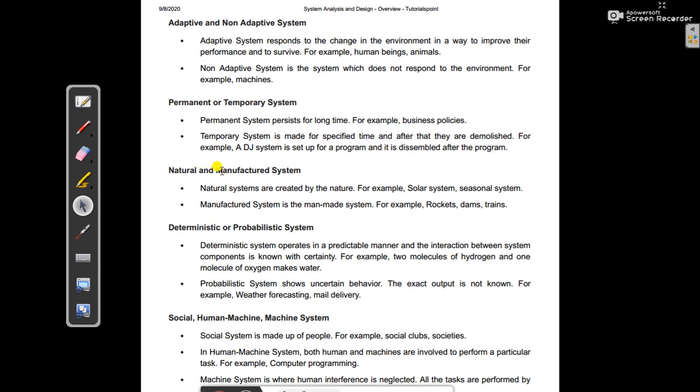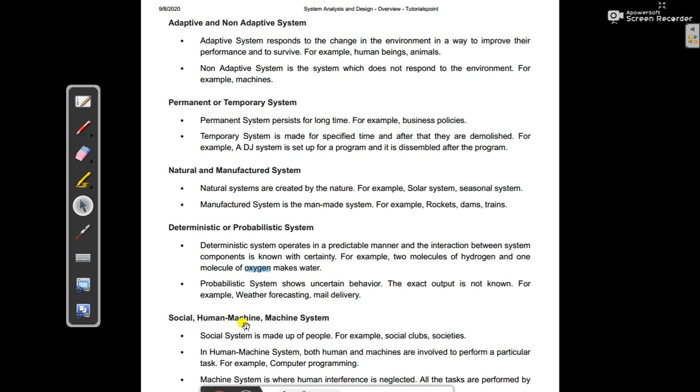Some systems might be natural, some may be manufactured, some might be deterministic, some might be probabilistic. Probabilistic system means there might not be a concrete output, there might be some forecasting, like weather forecasting. Probabilistic systems are like decision making systems or predicting systems, and deterministic systems are specific. For example, to make water, we need two atoms of hydrogen and one atom of oxygen. This is just an analogy for a deterministic system.